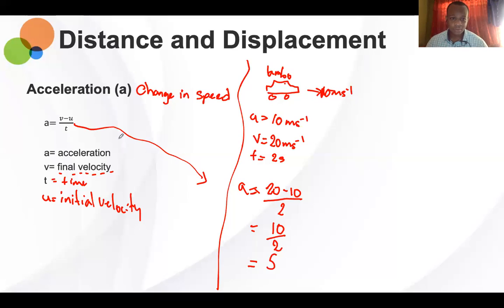So at the top, we have velocity, right? And what is the unit for velocity again? Meters per second. And then what's the unit at the bottom? Seconds, right? So what is our final unit? 5 meters per second.